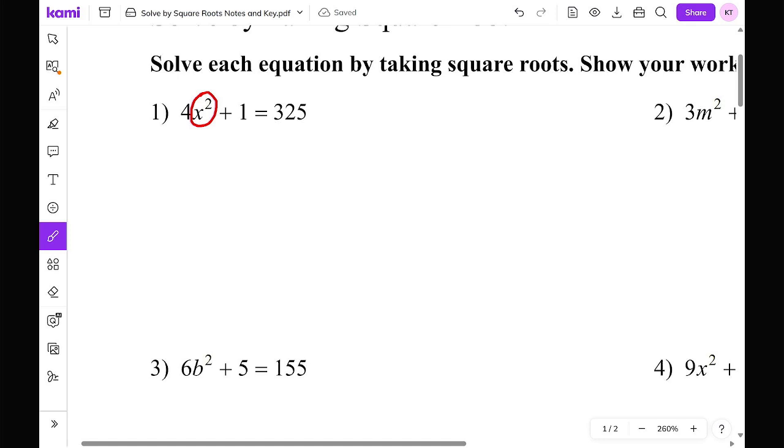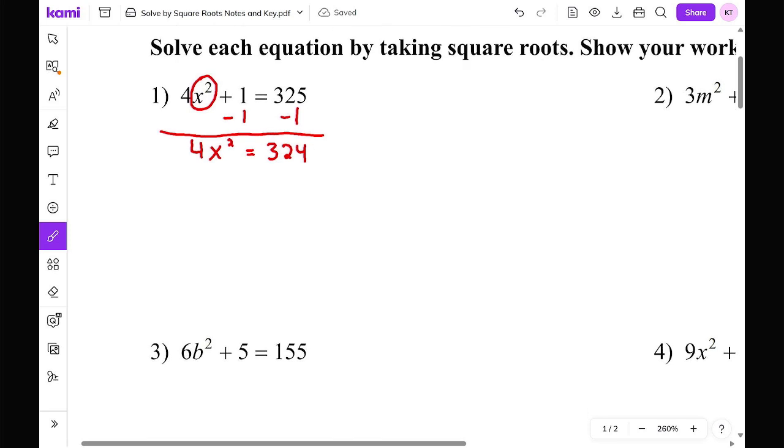So kind of like, let's say if it was instead 4x plus 1 equals 325, and we're solving for x, the first thing I'm going to want to do is subtract 1 from each side. So I go ahead and do that, and I get 4x squared is equal to 324. And then lastly, I want to divide by 4 on each side, and then those 4s are going to cancel each other out. So I will get x squared is equal to 81.